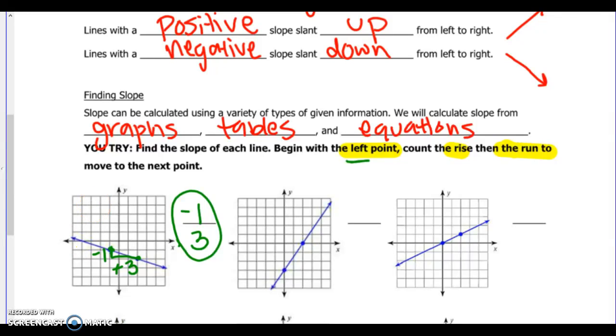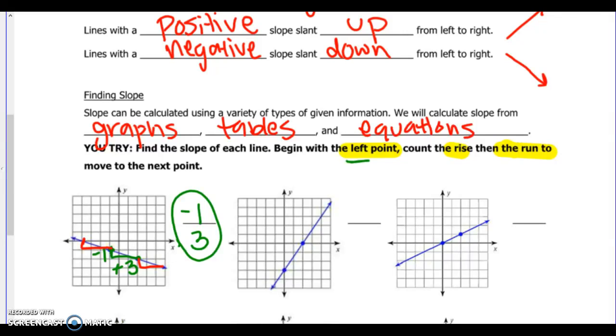And you can see that no matter where we put this triangle, if we connect one point to the next, all of these little slope triangles are the same. We're always going down 1 and over 3. And that's simply it. That's how you find the slope of a line.